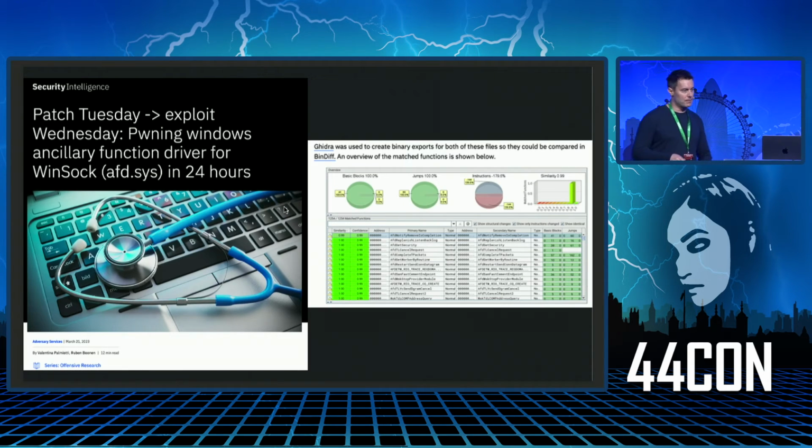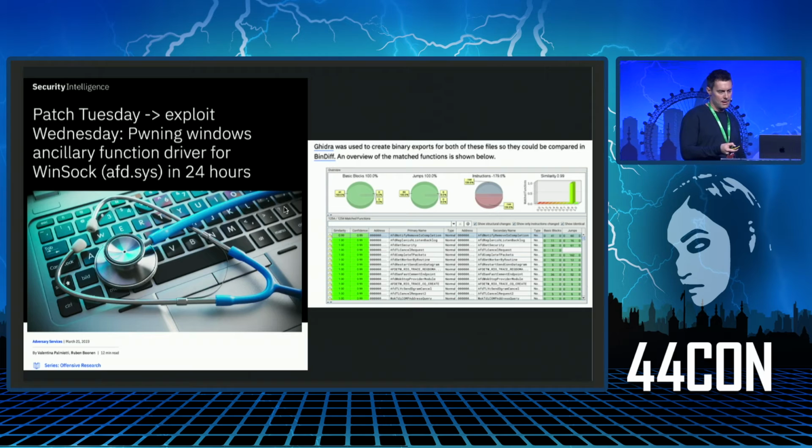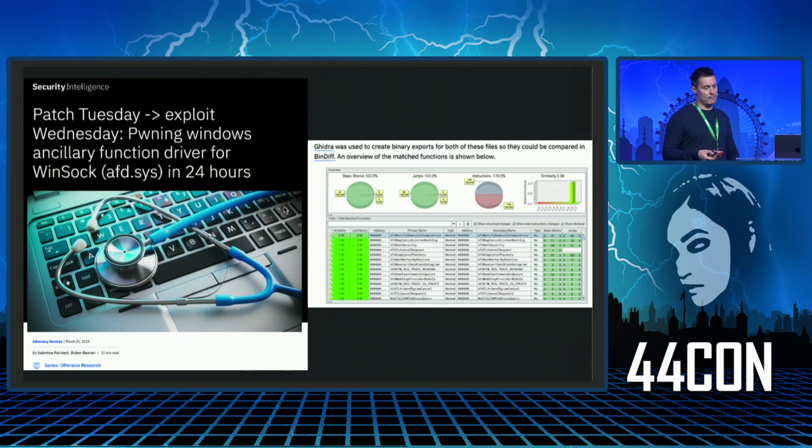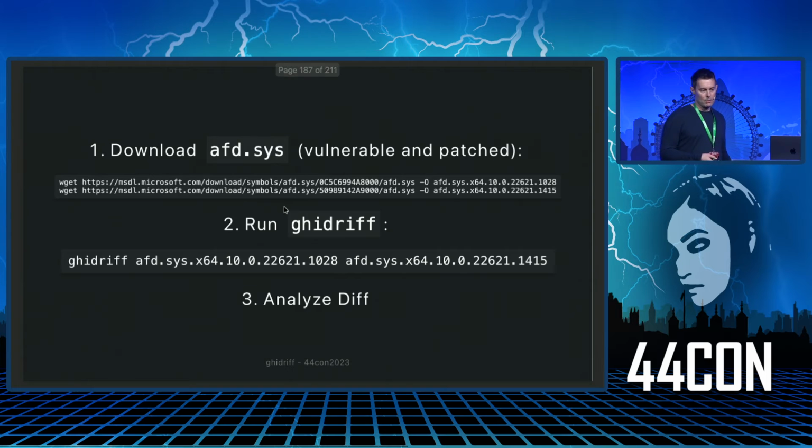But recently, I think this past summer, there was a Patch Tuesday, Exploit Wednesday, and that's a very common thing in our industry, where Patch Tuesday comes out, and by Wednesday we're exploiting. And I think this is Valentina and Ruben actually proving this out in one day. They leveraged Ghidra and BinDiff to find the differences for this CVE, for this patch. What they said was there was a missing user mode buffer check in AFD, in the AFD notify remove IO completion function.